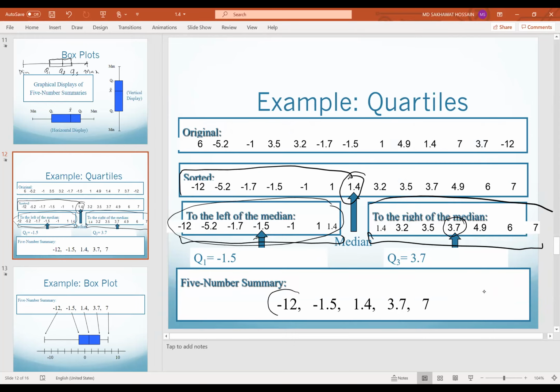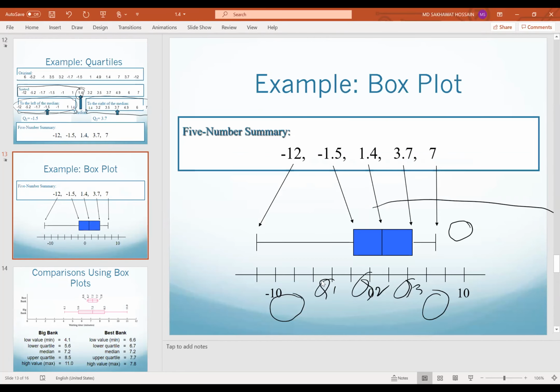So this is the minimum value, this is the maximum value, this is our Q1, this is Q2 or x tilde, and this is Q3. So we have this 5-number summary to construct the box plot. First you will put these numbers on the number line. Our minimum is -12 and maximum is 7. So on the number line, you need numbers from -12 to 7.